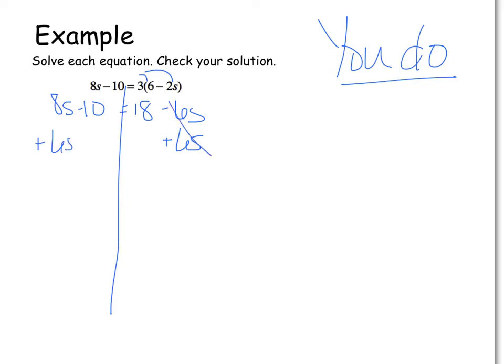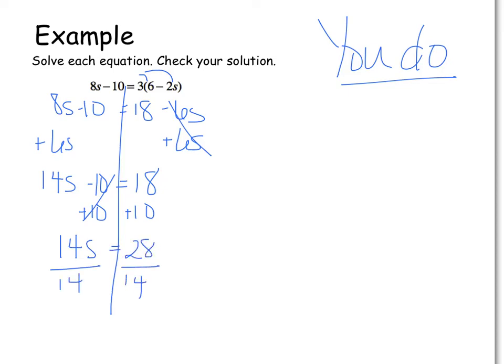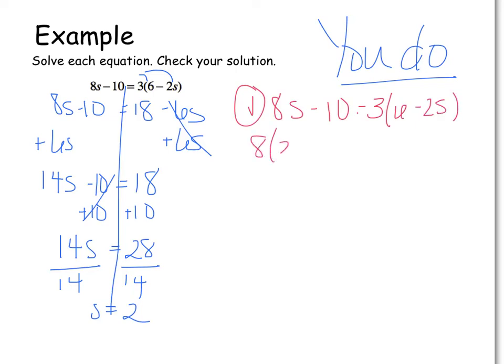So then I have 8s plus 6s is 14s minus 10 equal 18. Add 10 to both sides. 14s equals 28. Divide by 14, and s should equal 2. Well, let's make sure s equals 2 in my check. I have 8s minus 10 equals 3 times 6 minus 2s. And wherever there's an s, I'm going to replace it with a 2.